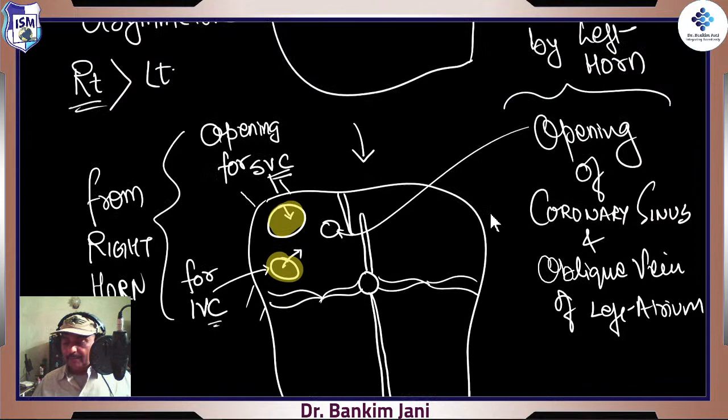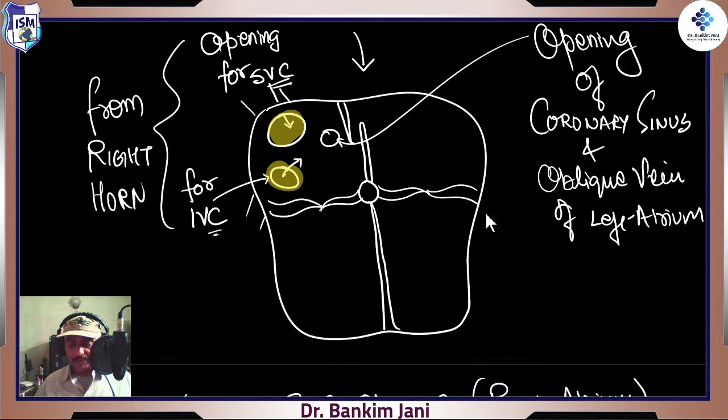What is from the left? From the left horn, we saw in anatomy that there was one more opening, and that was the opening of coronary sinus. What was coronary sinus? Coronary sinus was that from where all the veins were draining into it. So that opens over here. So that is opening of coronary sinus. So that's how they both are developed. Plus the oblique vein of left atrium also opens.